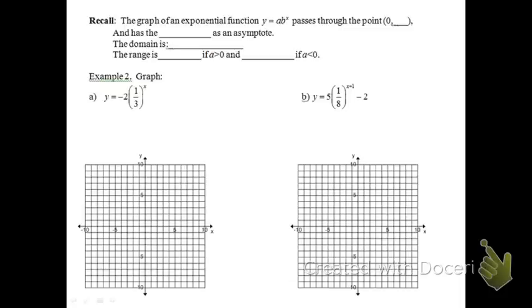Now, what I want to do next is graph decay models. They're very similar to graphing growth models. If you recall, the graph of an exponential function, a times b to the x, will always pass through the point (0, a), and if there's no shifting, it's always going to have the x-axis as an asymptote. The domain is going to be all real, and the range is going to be all y values greater than 0 if the a value is positive, and y values less than 0 if the a value is negative.